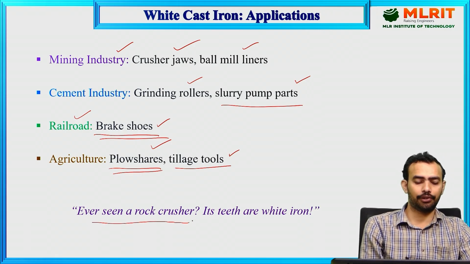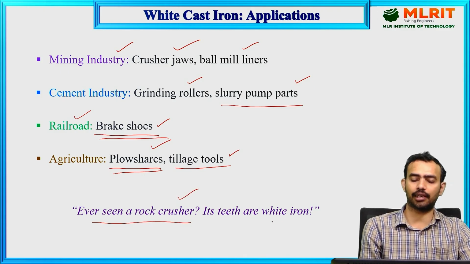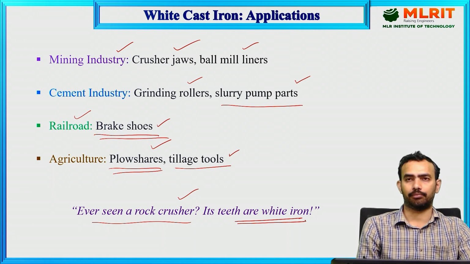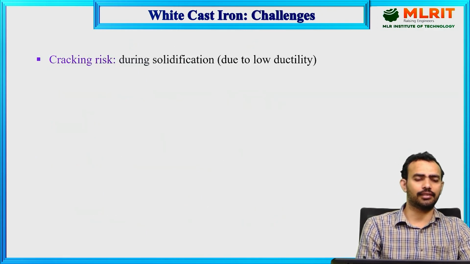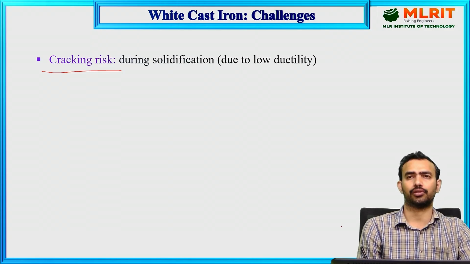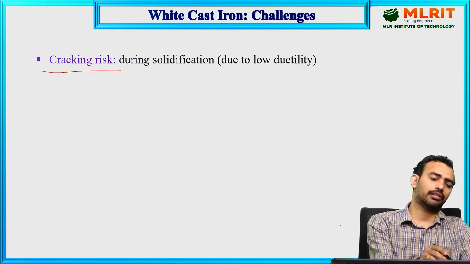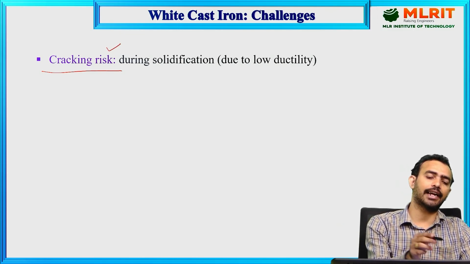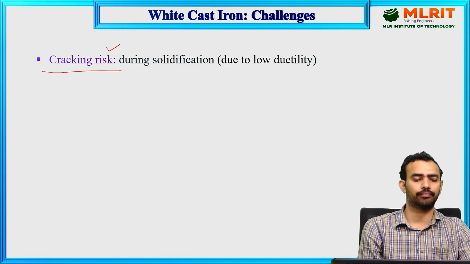Have you ever seen a roll rock crusher in the crushing mills? Basically their teeth are made out of white iron because of their excellent wear resistance, abrasion resistance, and hardness, obviously. But there are certain challenges, and always there is the cracking risk. During solidification, because of their high hardness, brittleness and low ductility, they tend to develop cracks. So casting is relatively challenging when compared to other cast irons.